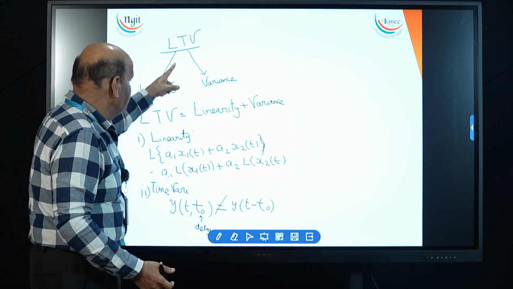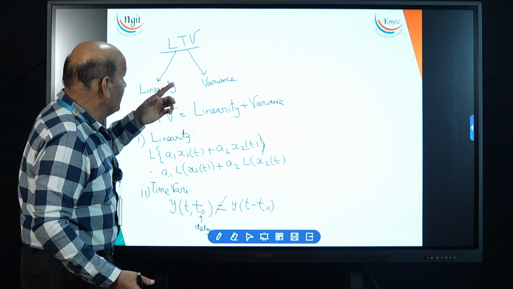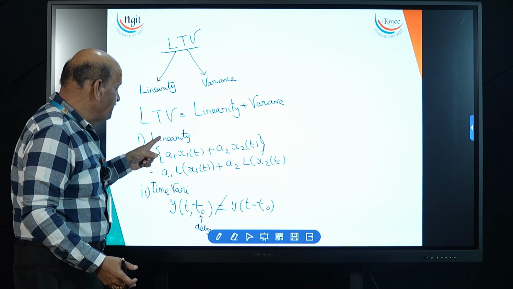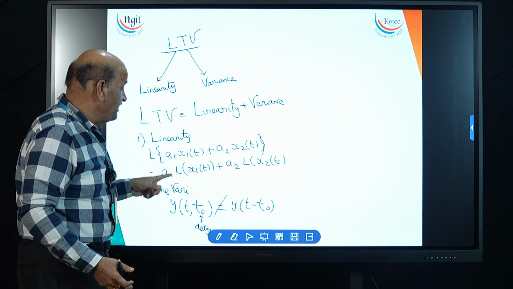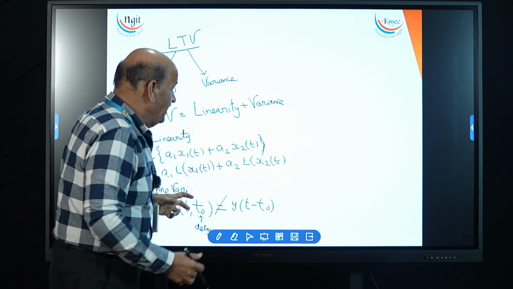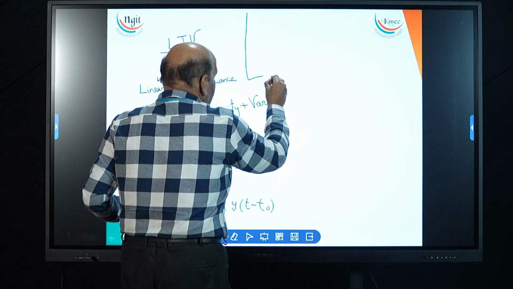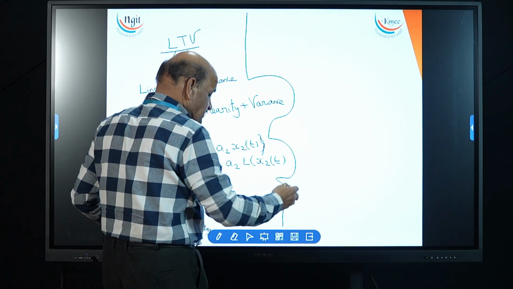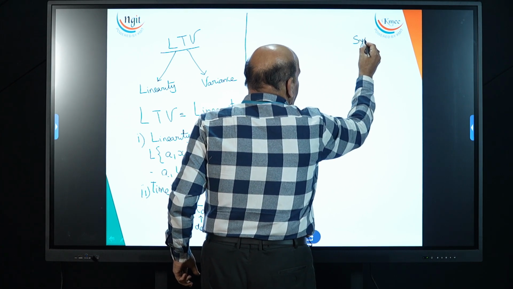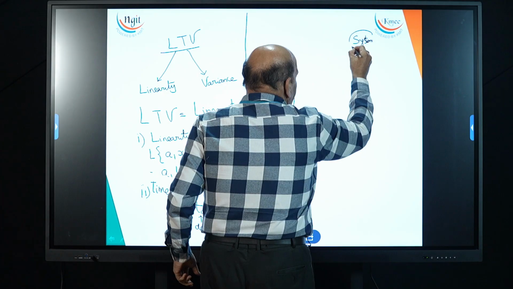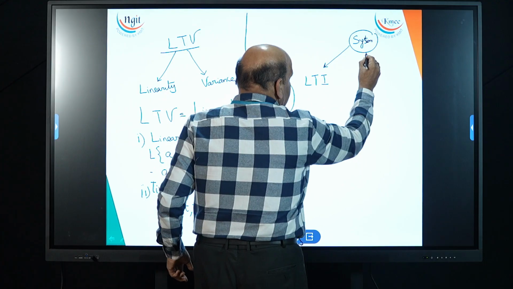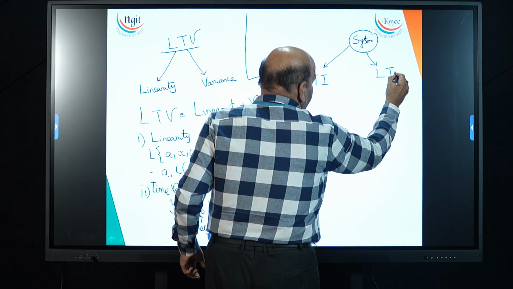Whether it is time invariant or variant, these two should be verified. Linearity is common; time variant or invariant, these should be verified. Now I will give these two in a single capsule. Now just look at the system and how I am making it. This system is called linear time invariant. This system is called linear time variant.